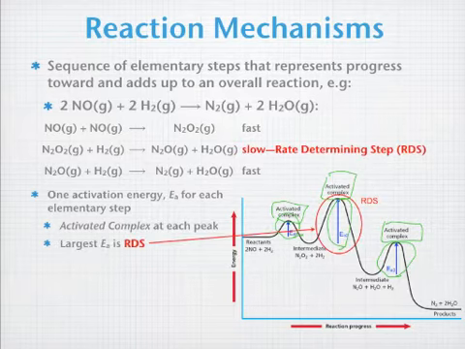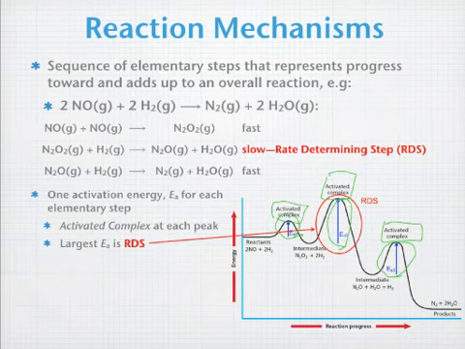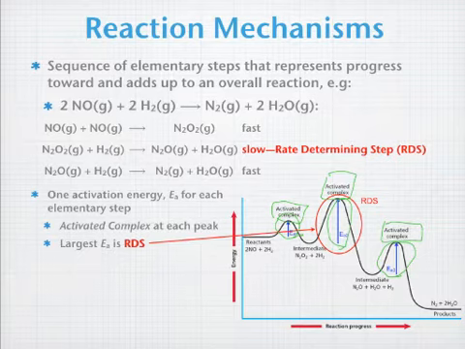The largest of the activation energies, the second step in this case, is going to give us the slowest, or rate determining, step. This is because it takes more energy for the reactants to get to the top of this activated complex, and so it's going to have the slowest K, the slowest rate constant of all of these reactions, and so it's going to be the one that slows things down.